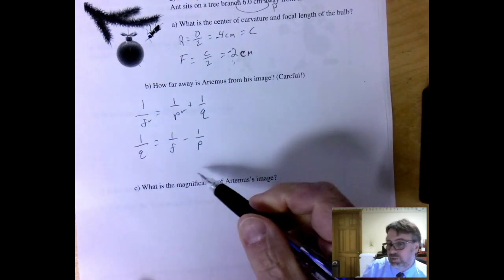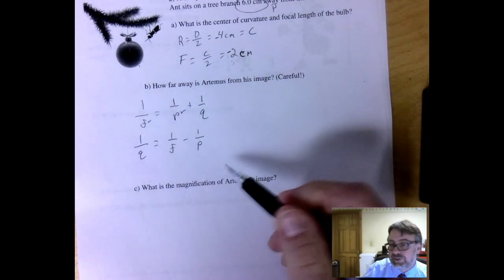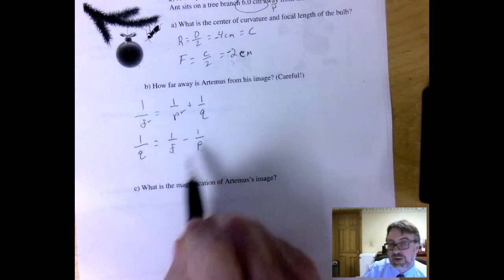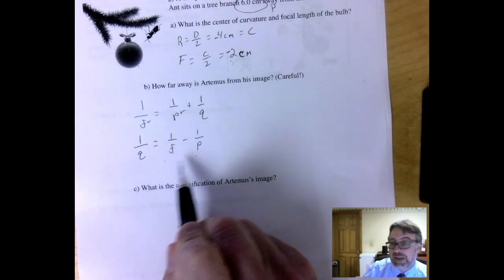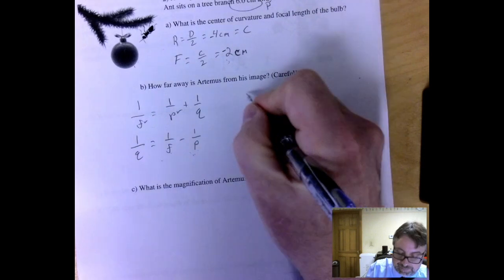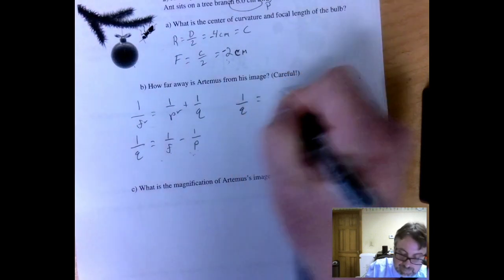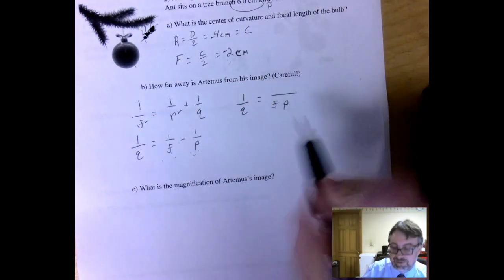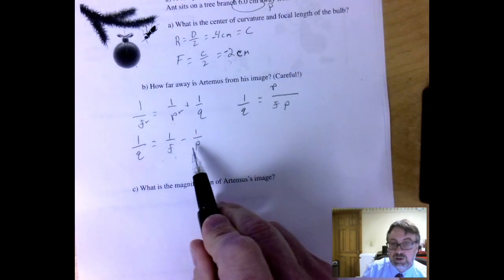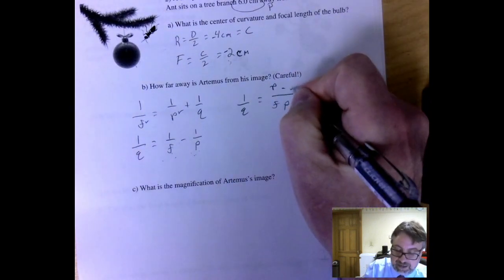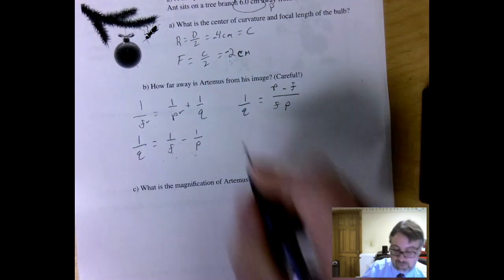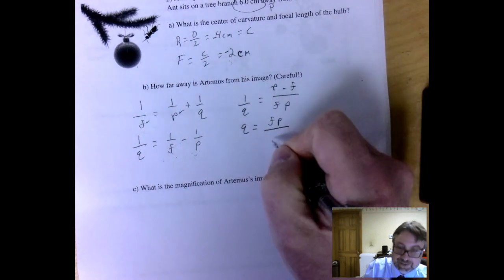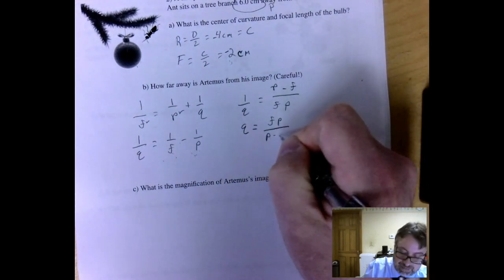Now, I wanted to work this one with algebra again because I think it's easier once you get the algebra down to put in the numbers. But I have F and P on these two fractions. F and P are in the denominator. The common denominator would be F times P. To make 1 over F, I would need a P. To make minus 1 over P, I would need a minus F. And that means that Q is going to be equal to F times P divided by P minus F.